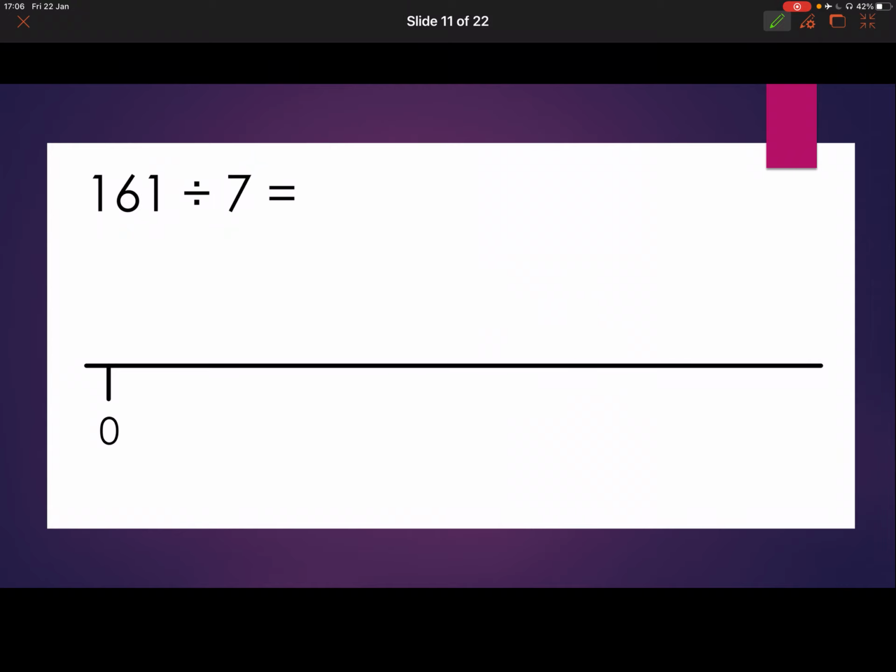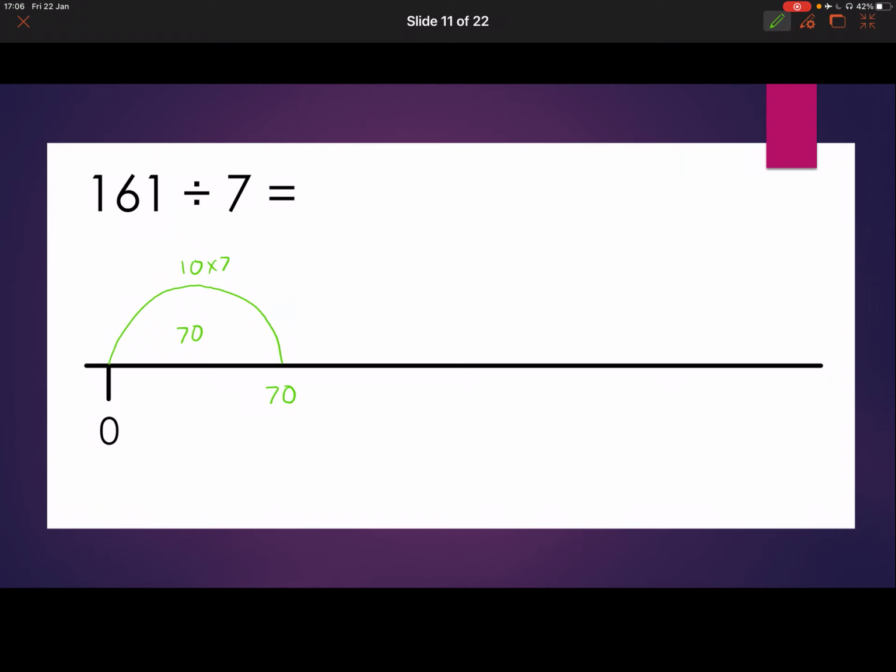So last one, let's do a 3-digit number. Nothing stopping us doing a 3-digit number. Our number line goes on forever, and 7s is quite big. We'll get there quite quickly. So let's do a big jump of 10 lots of 7s. That's a jump of 70.